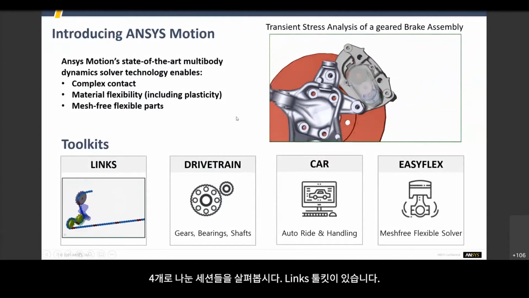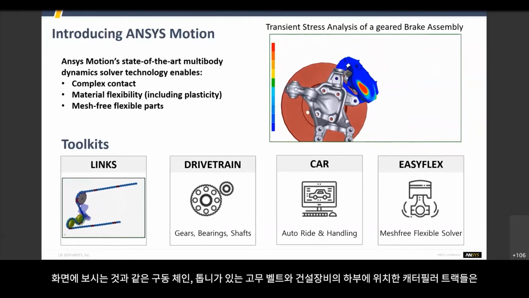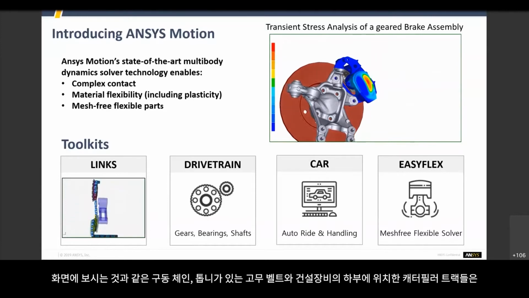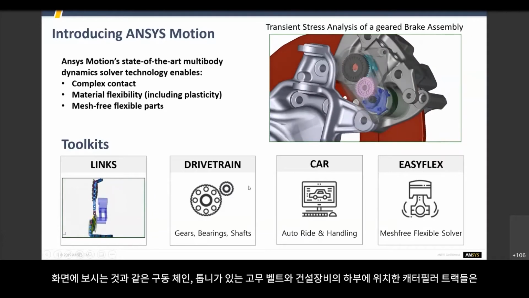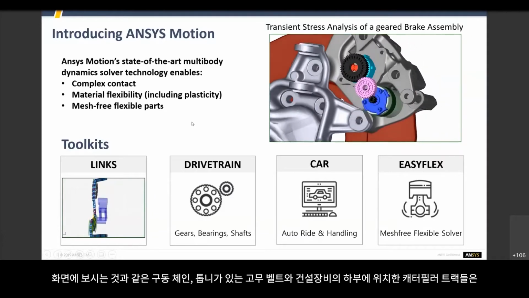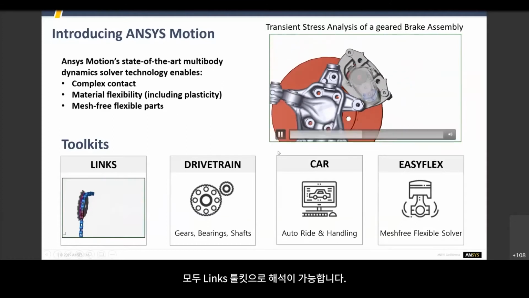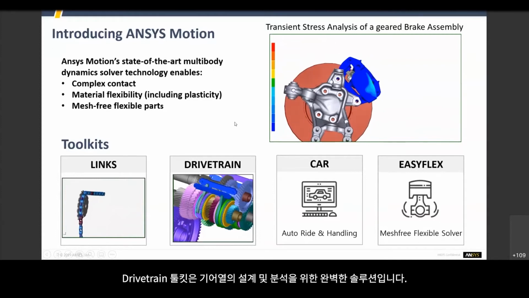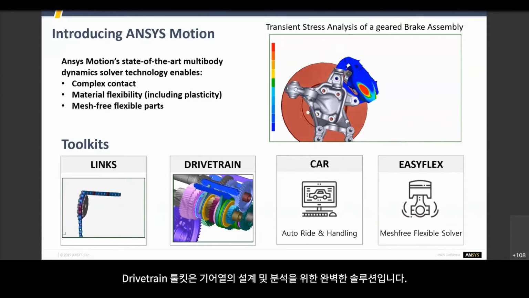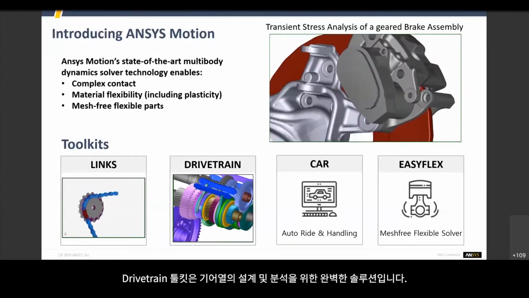So there is a links toolkit. It looks at tessellated repeating sections, whether that's a toothed rubber belt, a drive chain, like you see on the screen there, or indeed caterpillar tracks underneath a piece of construction equipment. They're all categorized as links as far as we're concerned, and the links toolkit gives you a solution for those. The Drivetrain toolkit gives you a complete solution for gear train design and analysis of drivetrains.